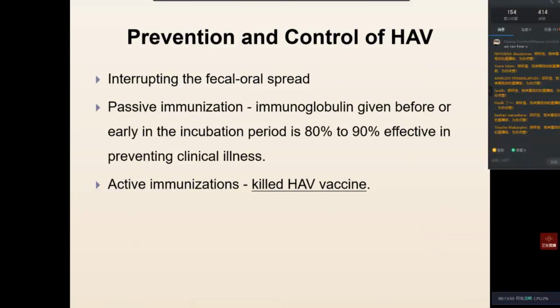For some people, after exposure, we can give them passive immunization. So we can give them immunoglobulin before or early in the incubation period, and this can prevent the onset of the disease. Or we can also use active immunization, so that's the vaccine or vaccination. Usually the HAV vaccine is a killed, inactivated HAV virus. And I think in China, all the kids receive the HAV vaccine when they are young so that they can get protected. This is prevention and control of HAV.